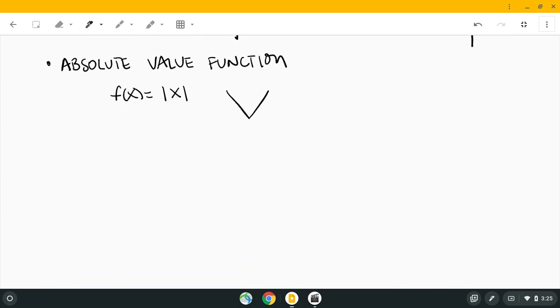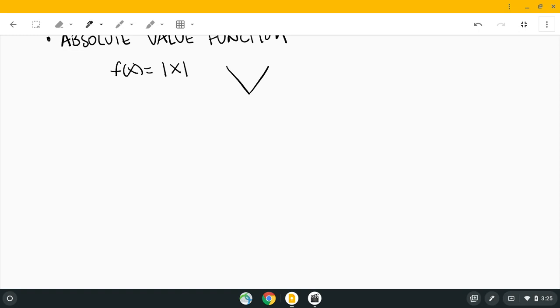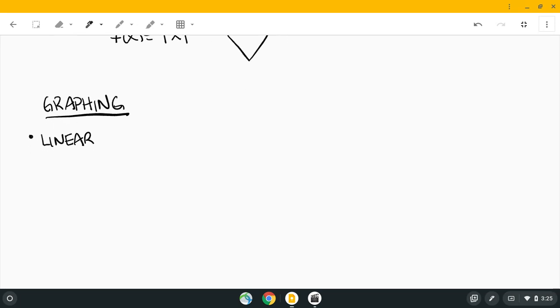Okay, so let's take a look at graphing linears first. Let's take a look at a linear graph. You can make a table of values, or you can use your slope and your intercept method. So let's suppose that we have this 3x minus 5.